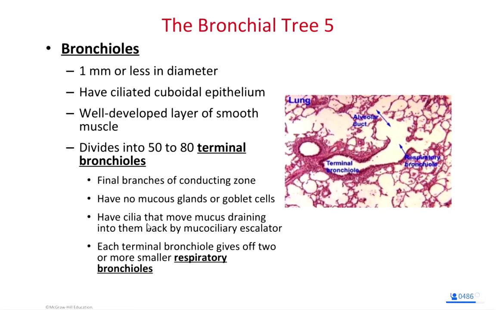I believe this is the slide where we were covering tubes, and we were going through the path of airflow from the nasal cavity to the pharynx, to the larynx, to the trachea, to the primary bronchi, secondary, tertiary, and now we're at these little tiny tubes.